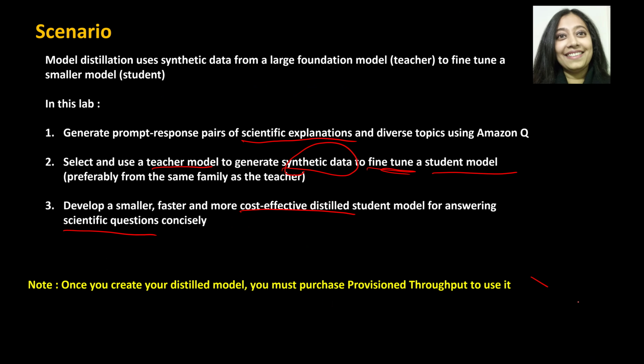One thing to keep in mind, this is very important, that once you have created your distilled model, you must purchase provisioned throughput to use it. Now, this is as of today while I am recording this video, and today is 14th of June, 2025. This may change tomorrow. So go on the AWS website and check. You can go back to the console also and check. But right now, when I'm recording, in order to use your distilled model, you will be required to purchase provisioned throughput.